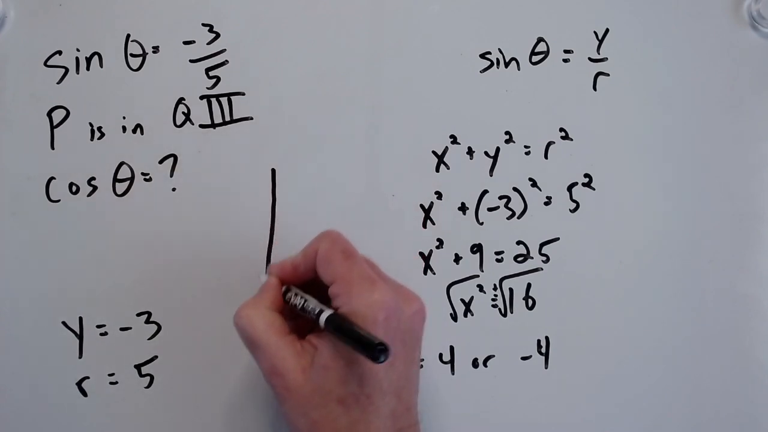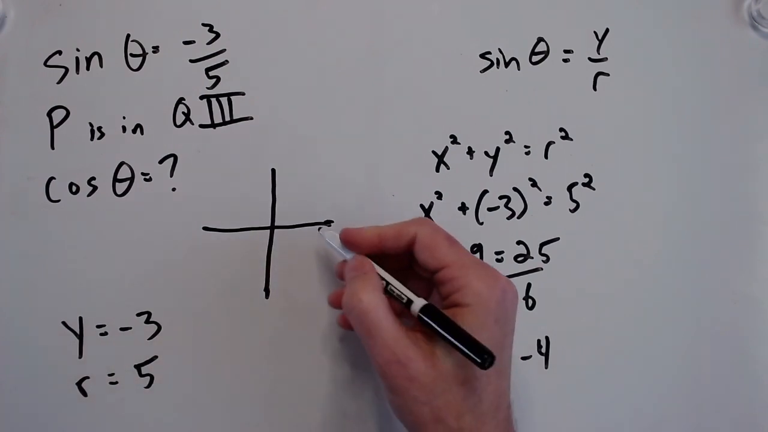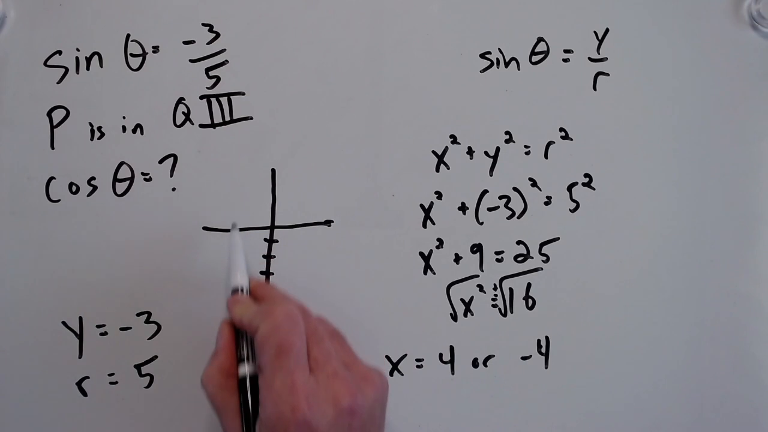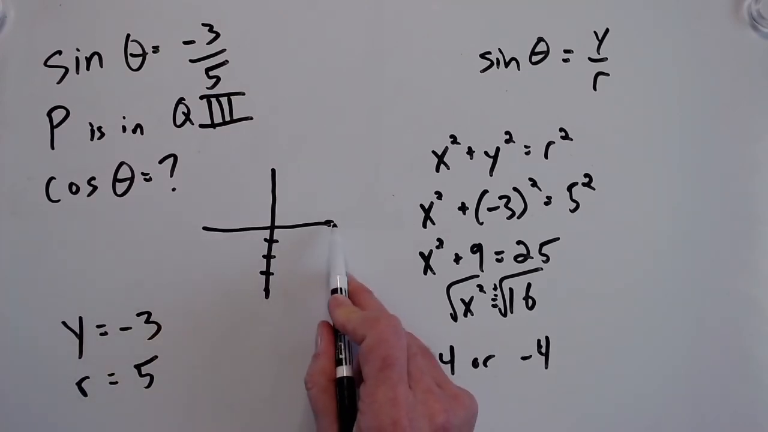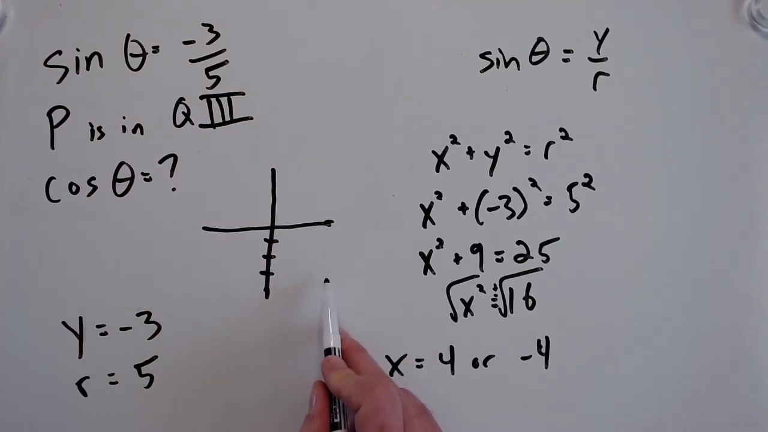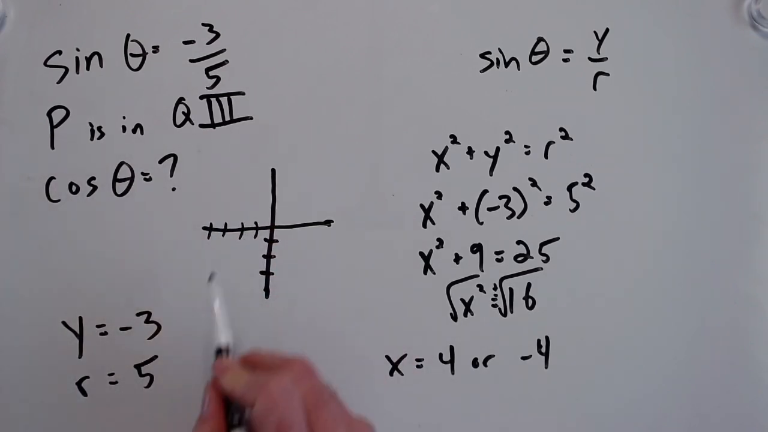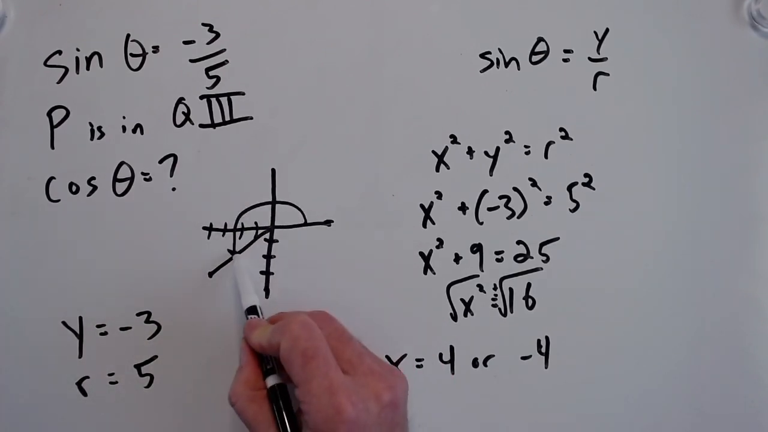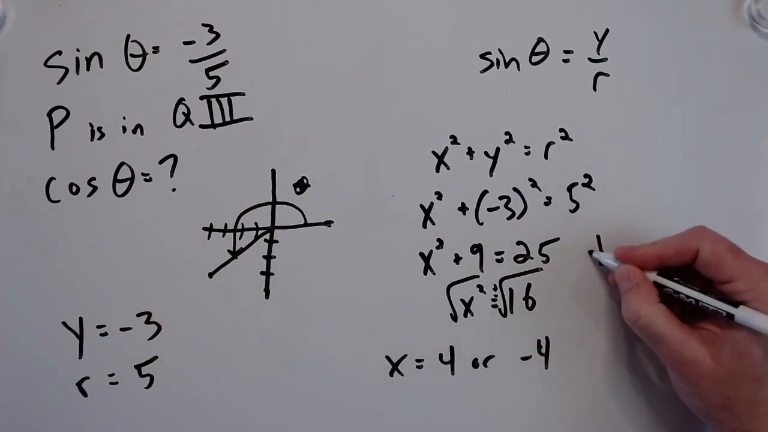So let's just cram in an xy axis here. We know that y is -3, so it's 1, 2, 3. It's down here somewhere, and it's in this quadrant. So x has to be -4, right? If x was 4, our point would be over here in the fourth quadrant. But we know that the point is in the third quadrant. So we go 1, 2, 3, 4 to be over here in the third quadrant. And this is our theta.